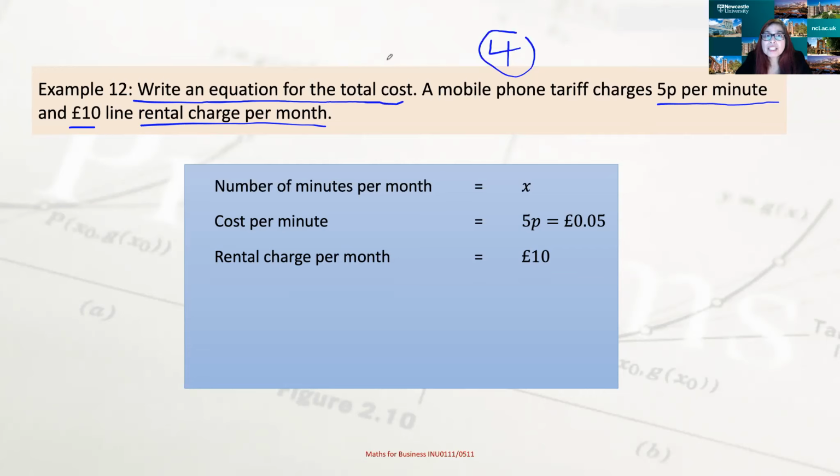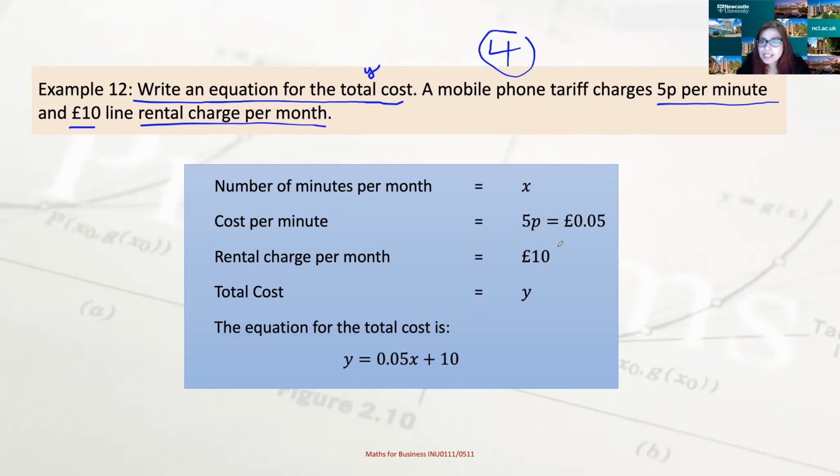Now you need to find the total cost. Let's say the total cost is y. So we need to find the value of y. How can we write the equation? Total cost y is equal to 0.05 times x plus the fixed amount, 10 pounds, isn't it? So that's how you write an equation from a statement.